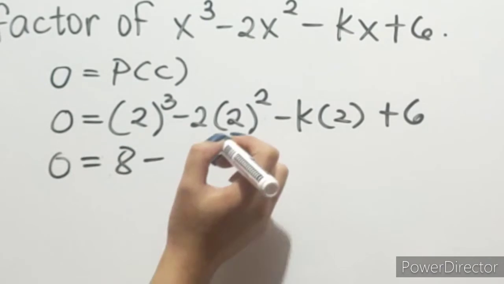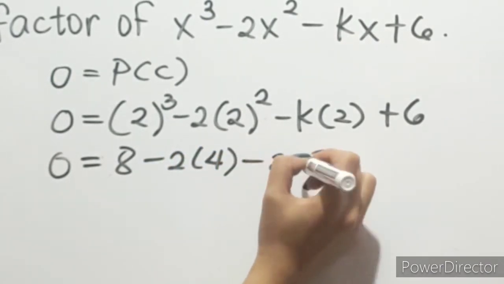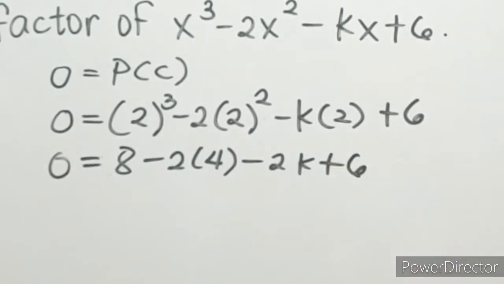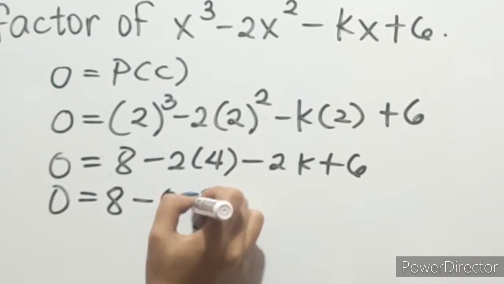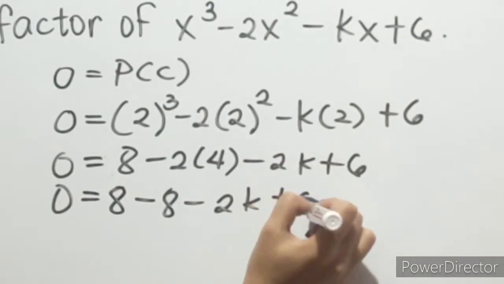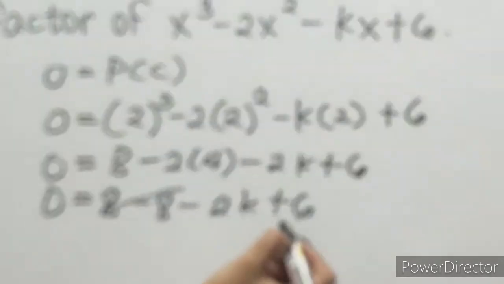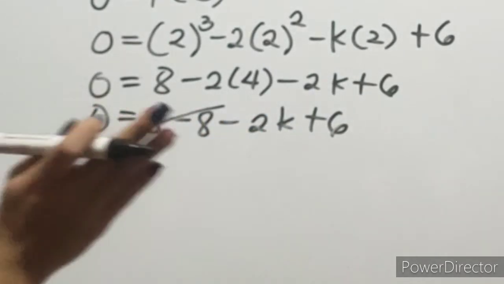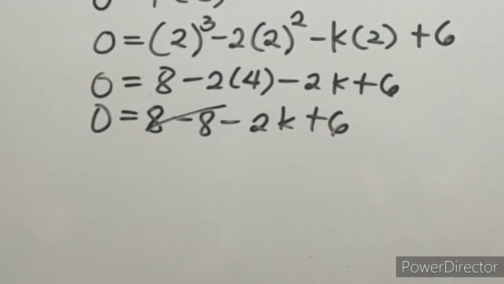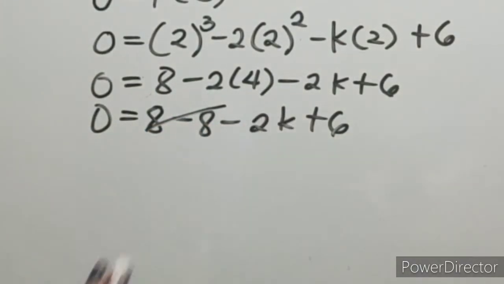So, we have 8 minus 2 times 4 minus 2k plus 6. So, we have 8 minus 8 minus 2k plus 6. 8 minus 8 will give us 0. So, ito, iwan natin yung negative 2k na yan on this side by adding both sides, or subtracting both sides, negative 6 kasi positive 6 to.